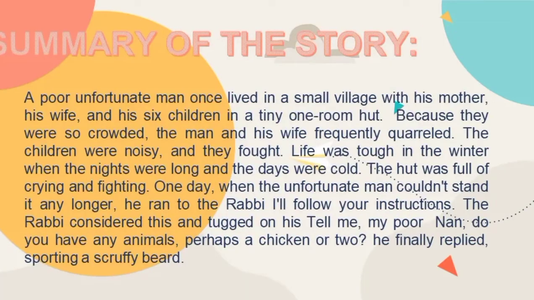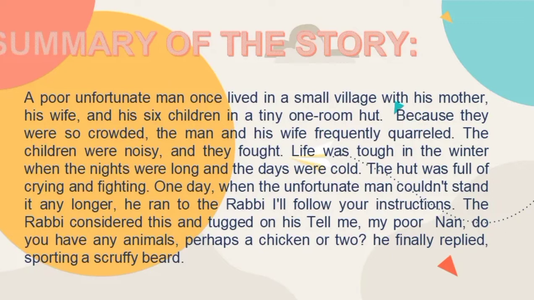So for the summary of this story, a poor unfortunate man once lived in a small village with his mother, his wife, and his six children in a tiny one-room hut. Because they were so crowded, the man and his wife frequently quarreled, and the children were noisy and they fought. Life was tough in the winter when the nights were long and the days were cold. The hut was full of crying and fighting.